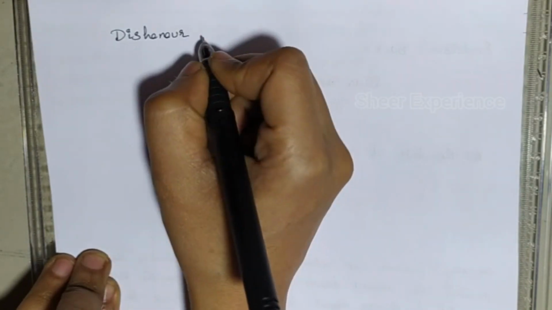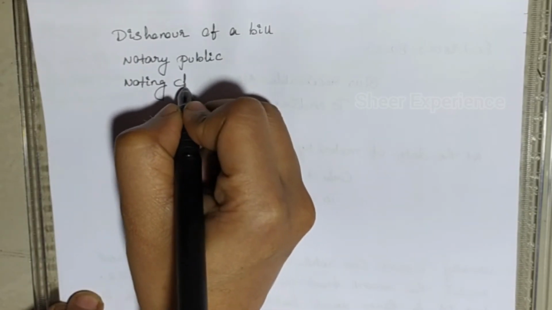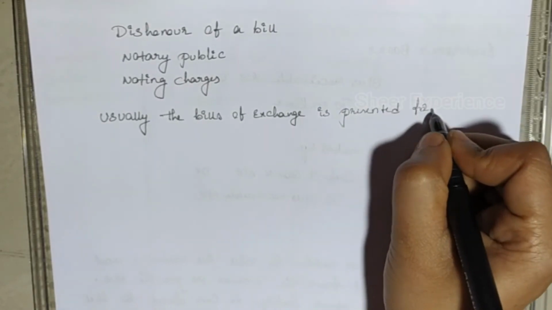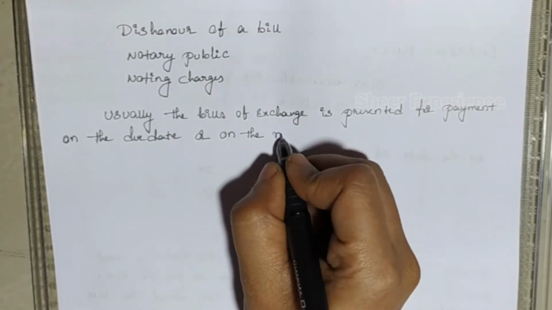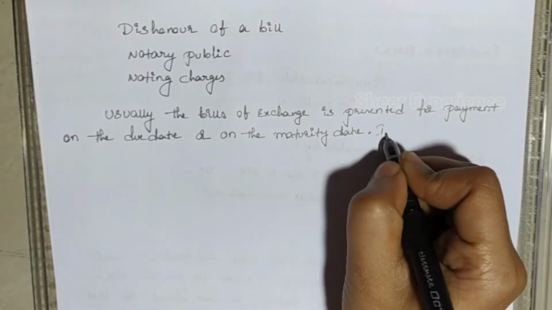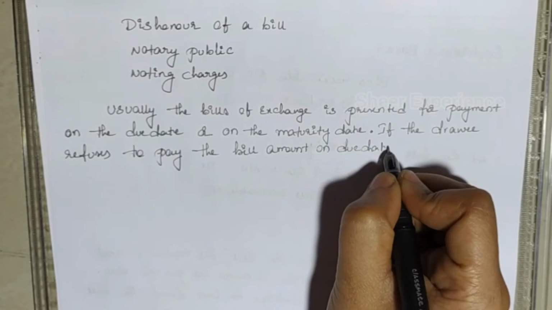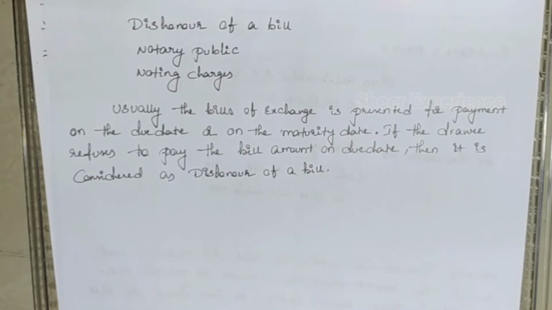Before going into the next situation, we need to understand three terms, that is dishonour of a bill, notary public and noting charges. First, we will see what is dishonour of a bill. Usually, the bills of exchange is presented for payment on the due date or on the maturity date. If the drawee refuses to pay the bill amount on due date, or if he doesn't have sufficient funds to pay the bill amount to drawer, then it is considered as dishonour of a bill. Let's understand all the 3 points, that is dishonour of a bill, notary public and noting charges with the example.